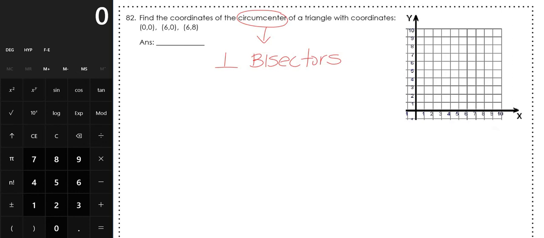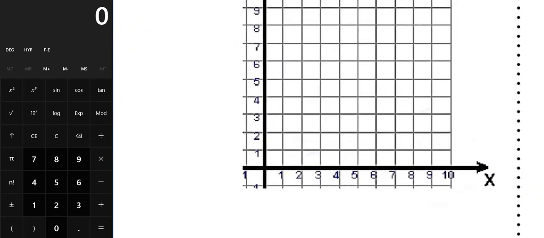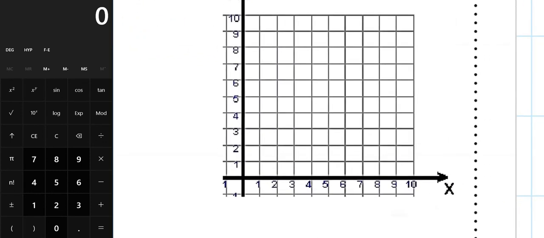Now, there is no formula to find the circumcenter like we did before with the centroid, so we have to go through the visual method. I'm going to zoom in on my graph and plot this triangle. Do the same with yours. So one point is at 0, 0. The next point is at 6, 0. And lastly, 6, 8. I'm going to connect all three.